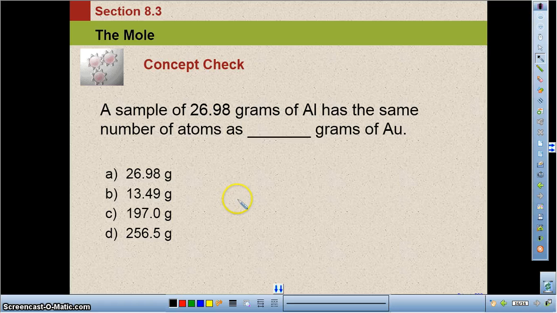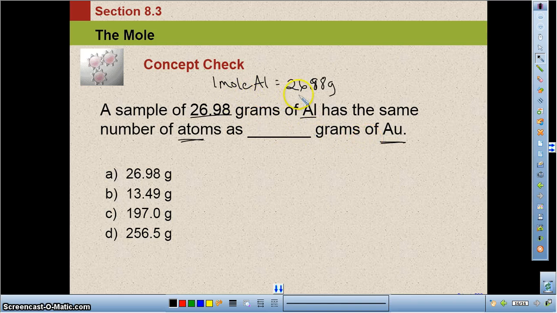Let's take a look at the next question. It says a sample of 26.98 grams of aluminum has the same number of atoms as how many grams of gold? Now, if you look at the periodic table, you'll notice that 1 mole of aluminum is going to equal 26.98 grams. If this is a true statement, then it wants to know how much the gold is going to weigh for the same number of atoms. So if we're dealing with a mole of aluminum, they want to know basically how many grams a mole of gold is going to weigh.